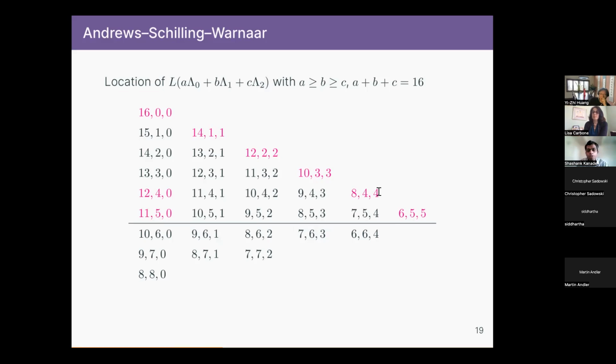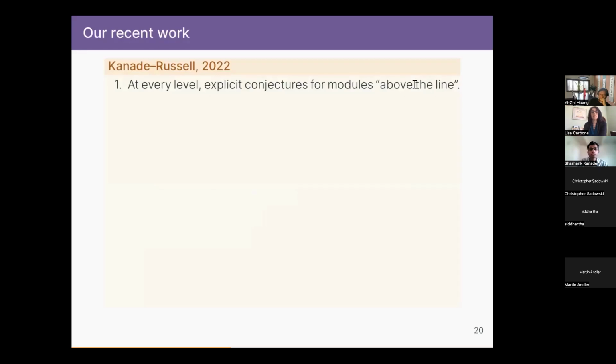So this is pretty much what we have been able to do, and we have proved our conjectures for level 7 mod 10, which has been a new thing. Some earlier levels were known, but not that level. All right, so this is what I explained to you. At every level, we have explicit conjectures above the line.